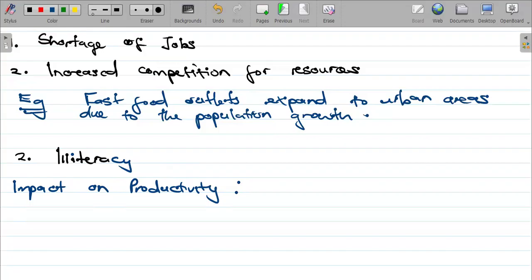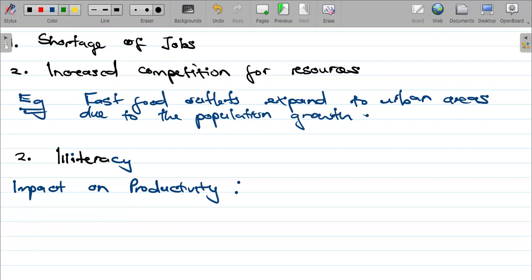One, employees will struggle to follow instructions because they don't know how to read and write. And also there will be increased training costs since the employees have to be trained so that they'll be able to understand and follow instructions. And also there will be low production levels, since the employees cannot follow instructions.